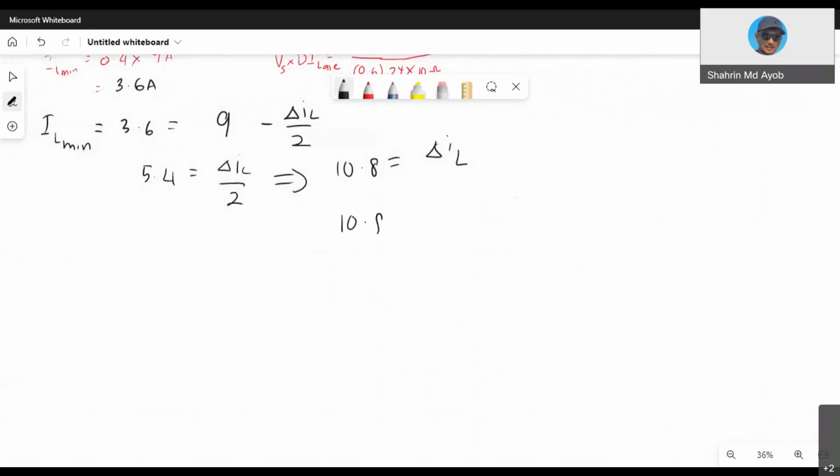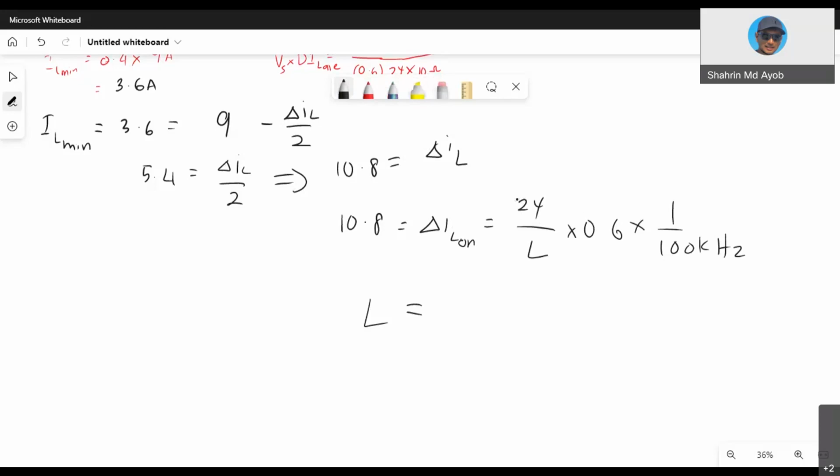So I use delta IL on, which is equals to Vs over L dt. So right now your Vs is given berapa? 24. Your D is also you have calculated already, 0.6, multiplied with T, which is 100 k. Okay, so from that you can calculate your L. So this is not L minimum, okay? This is not L minimum. This is your L that gives you I min of 0.4 of IL average.